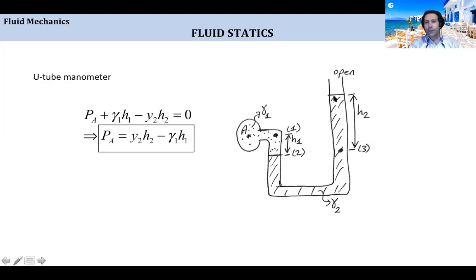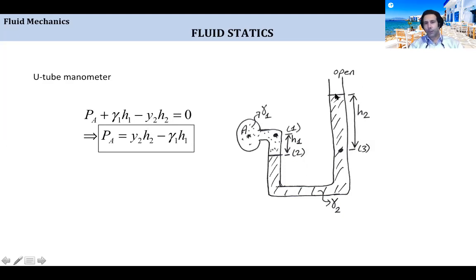Now, we subtract this difference. Here, there is a typo. Please correct it in your notes. This is not Y2. This is the specific weight of fluid 2. So this is gamma 2. Okay. So we are moving up. So we are subtracting the specific weight of fluid 2 times vertical elevation 2. So gamma 2, H2. Please correct this typo. This is gamma 2.